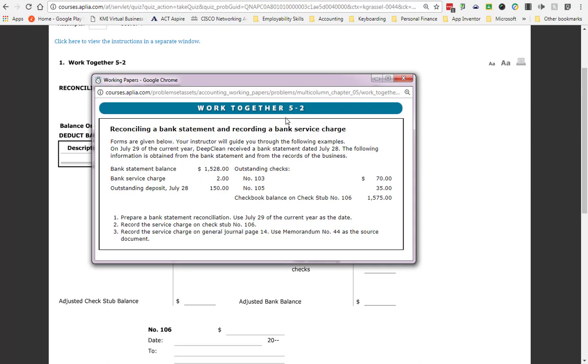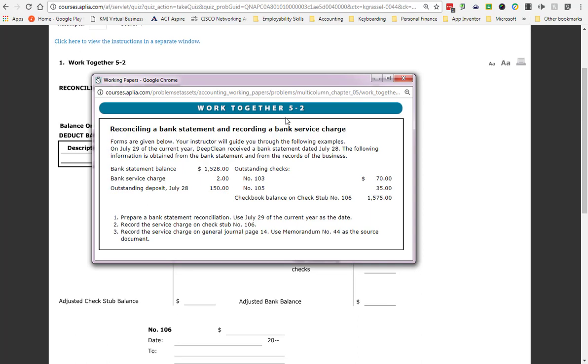So the bank says, hey, we printed it on the 28th, but you're going to receive it and you're going to actually complete it on the 29th. It is always best to do your bank reconciliation the day you receive it or the next day, because the longer you put it off, the more outstanding checks and deposits you may have, and it just causes a lot more work to do.